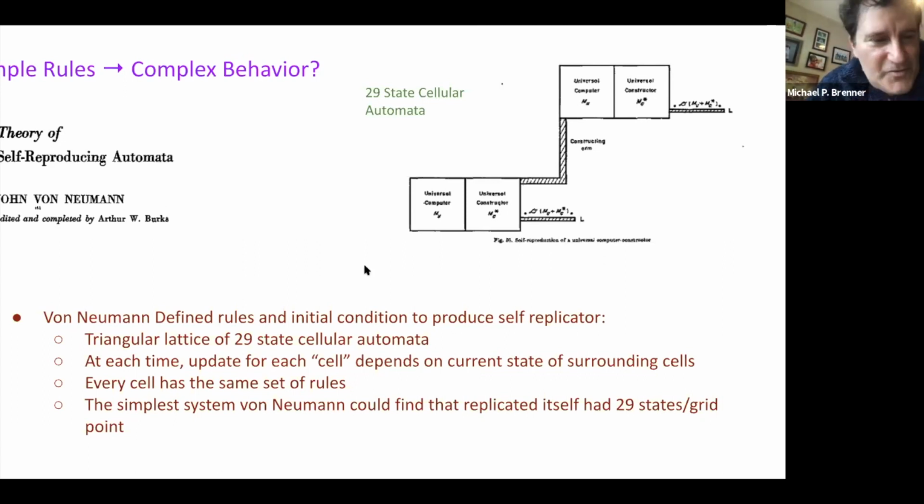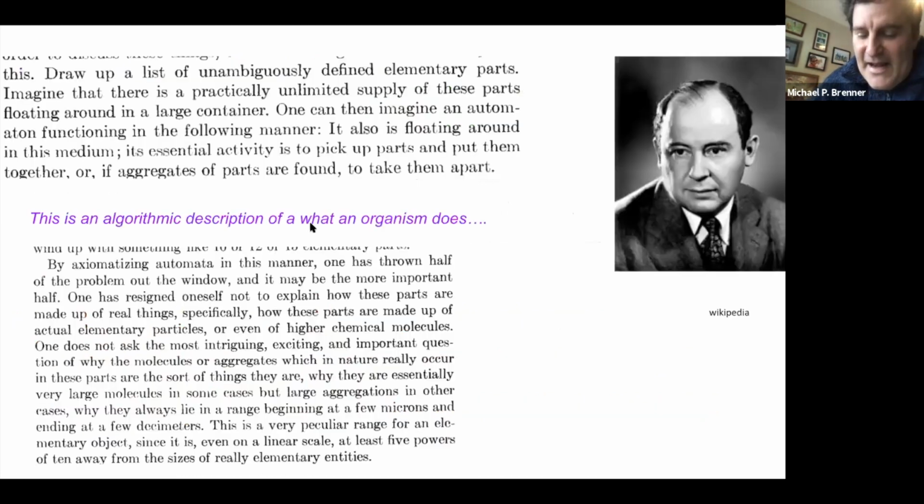I mean, calling von Neumann a tour de force is almost trite. It's so true, but still, the amount of detail that he went through to design the automata rules needed to make this happen is really just extraordinary. And this was the simplest system that he was able to find. And the way he writes, I find inspiring.